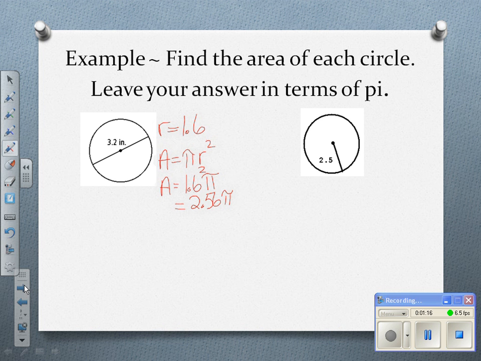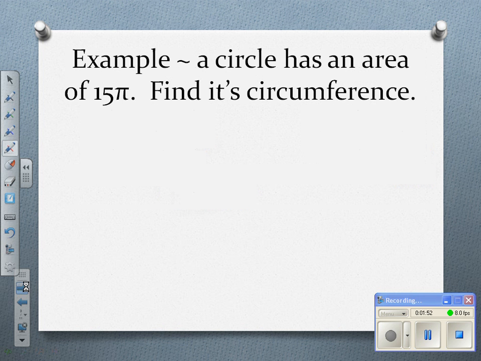In this second circle, we already have the radius. It's 2 5/10. And we're going to go ahead and just plug it into the formula. So the area is going to be 2.5 squared times pi, or 6 25/100 pi. Note over here, I didn't put the measurement. Let's get used to putting in the measurement. So the first circle, we need to add inches squared. Okay, this definition said square units.